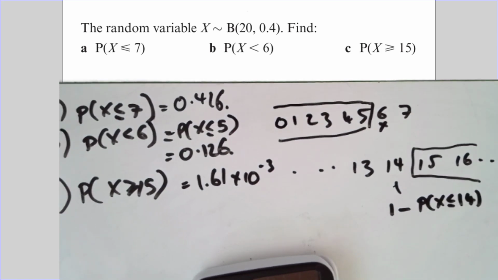So feel free if you want to write out some numbers and work out exactly which numbers are involved. So here, to do less than 6, we stopped at 5. To do this one, which is greater than or equal to 15, we had to do 1 minus all the way up to 14, because we don't want any of these numbers.